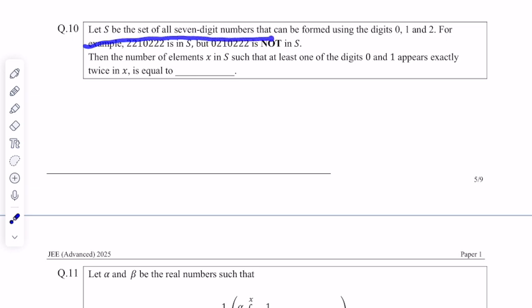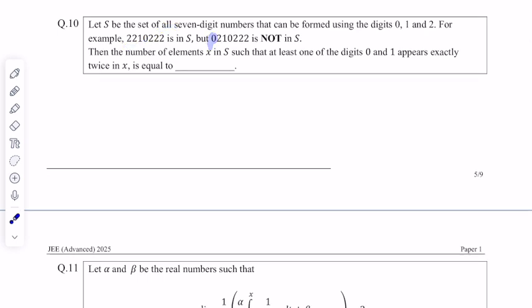Let S be the set of all 7-digit numbers formed by the digits 0, 1, 2. Yes, so obviously the first digit cannot be 0, otherwise it becomes a lower digit number. The number of elements in which at least 0 and 1 appears exactly twice. Okay, so we can make 0 appear exactly twice.